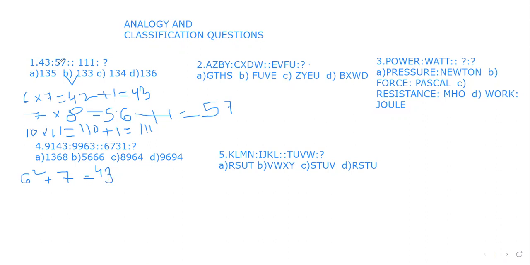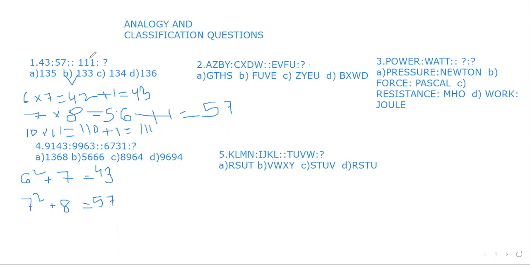Now in the same way, let me use 57. 7 square is 49, the nearest perfect square. The nearest perfect square of 57 is 49. So 7 square gives you 49. 49 plus, see, 7, after that what do I have? 8. Is it not coming to 57? It's coming, 49 plus 8 is 57.